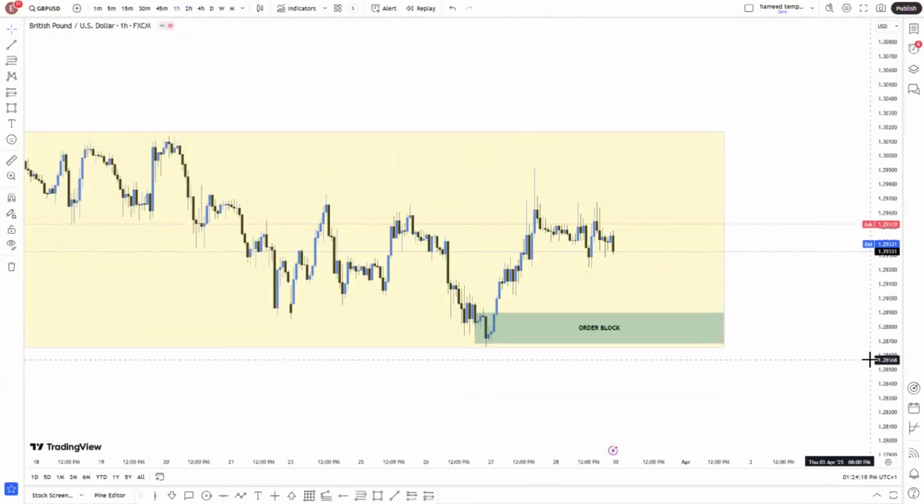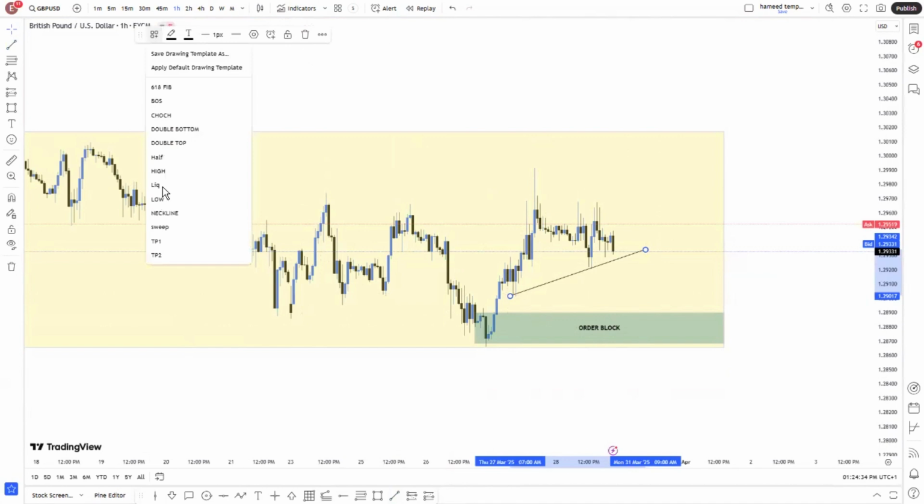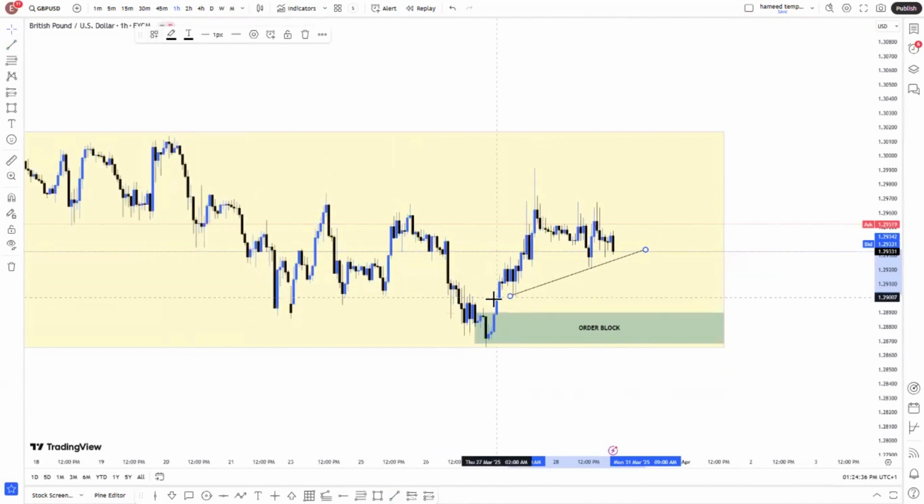Nothing yet. So I'll be waiting here. This will serve as my liquidity. This place here, this will serve as my liquidity. This is my liquidity here. My liquidity will be here. And my imbalance is from here to here, around here. So I'll be waiting for price to move from here.